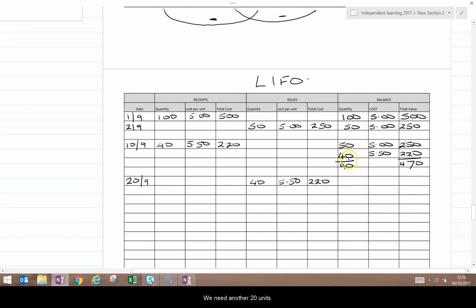We need another 20 units, so we take it from this delivery where the price was £5. So 20 at £5 is £100. So in total 60, 320. So what does that leave us with? Well, these 40 have gone. We've taken 20 from this batch of 50. So we've got 30 of them left. They were £5, so that's £150.